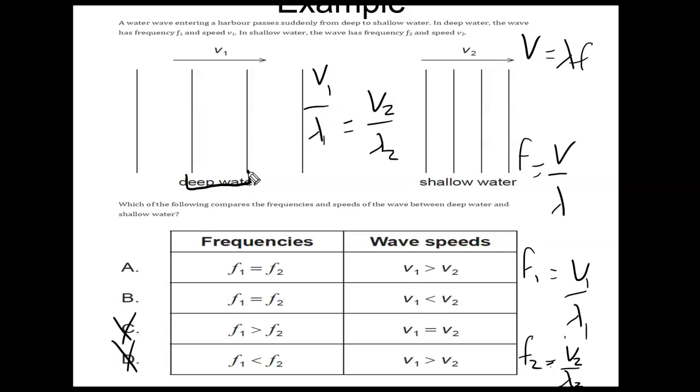Remember, the spacing between the wave fronts is the wavelength. So here is lambda 1, here is lambda 2, and lambda 2 is smaller than lambda 1. That also means that the wave speed v2 has to be less than the wave speed v1. So the answer would be A. In other words, when it goes from the deep water to the shallow water, the wavelength gets smaller, and therefore the wave speed also has to get smaller.